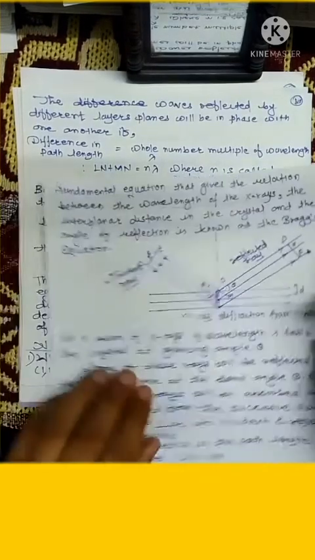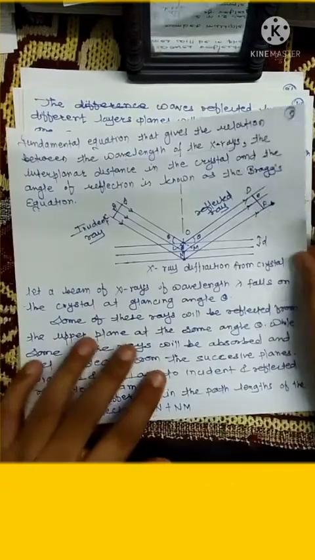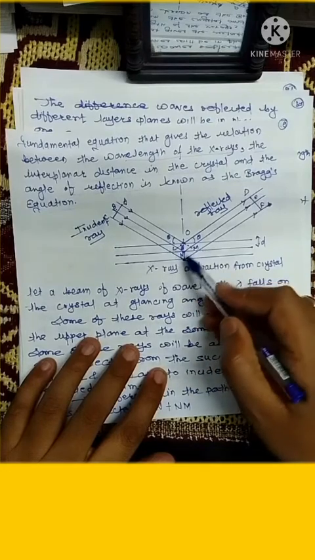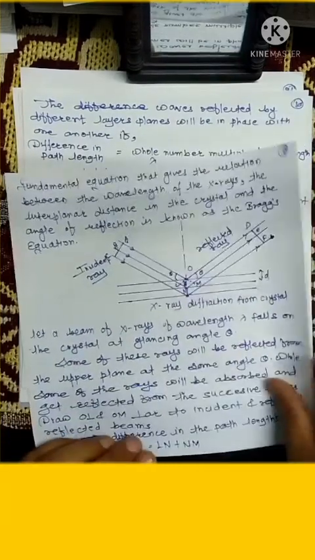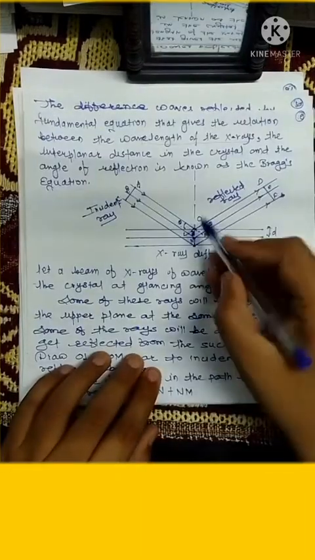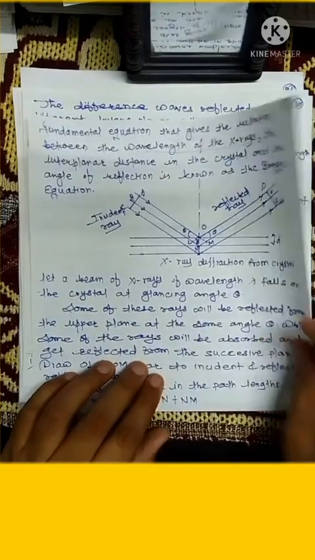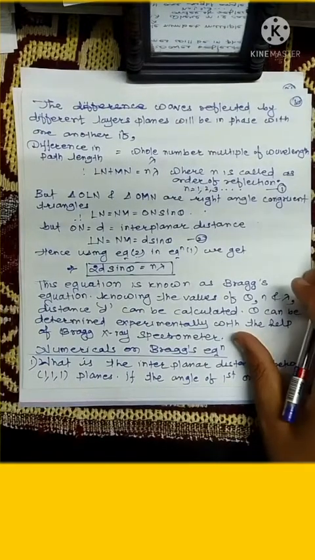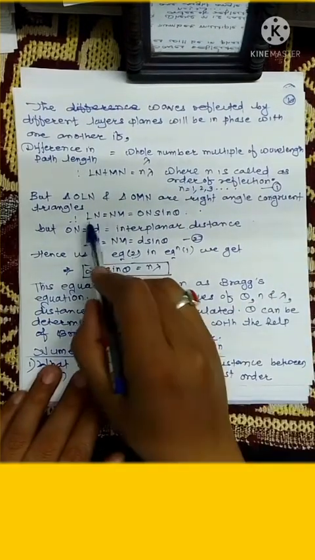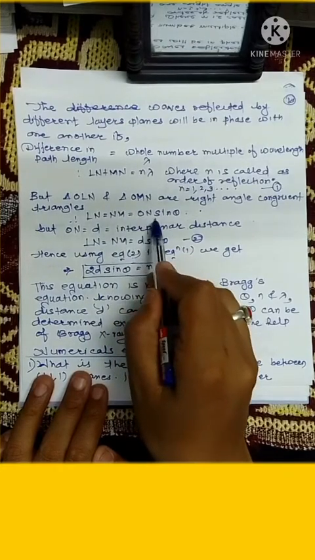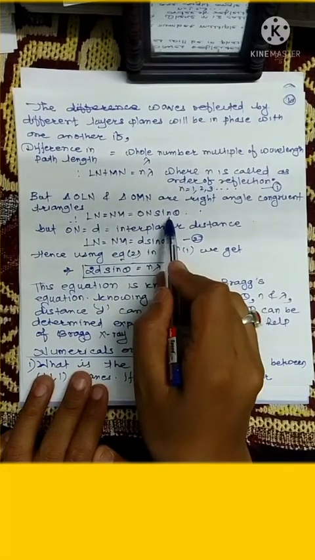But now we see that there is formation of two triangles, L and O, and the second triangle is O and M. These two triangles are congruent to each other. So we can simply write LN is equal to NM is equal to ON sin theta.